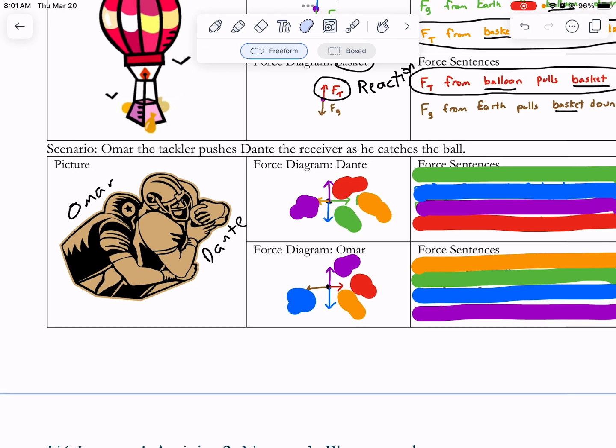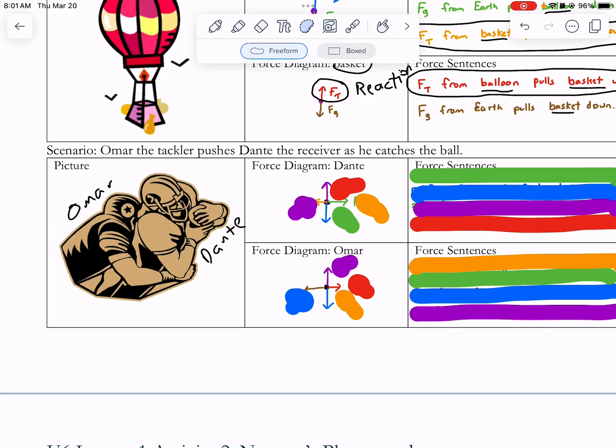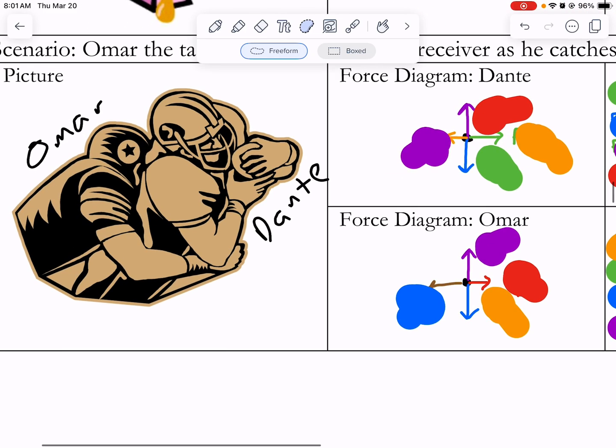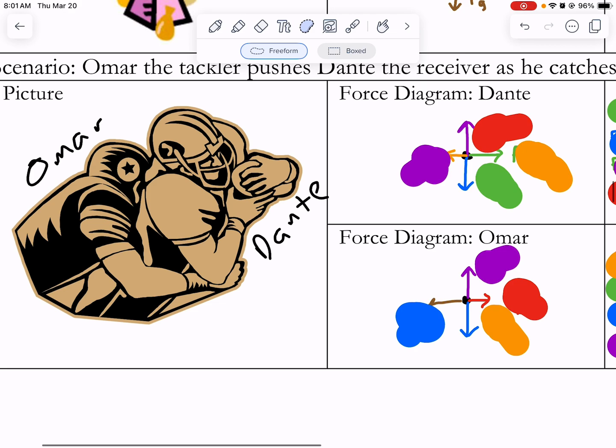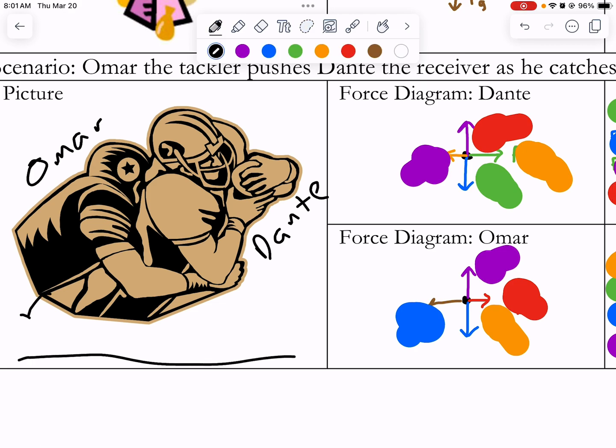Okay, so in this picture, there's probably a ground down here, so if I draw that, they probably have some legs. Maybe he's got legs over here and Dante's got legs over here, and they're probably on the ground, like running. That looks really weird, but that's okay. That gives me an impression of what's going on. So when I draw my force diagrams, I can make sure I include all of the forces, okay?